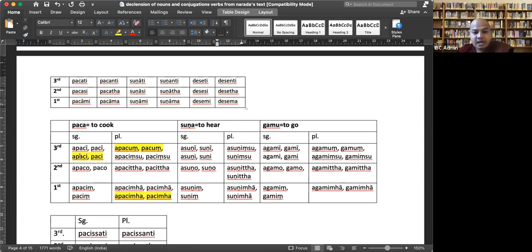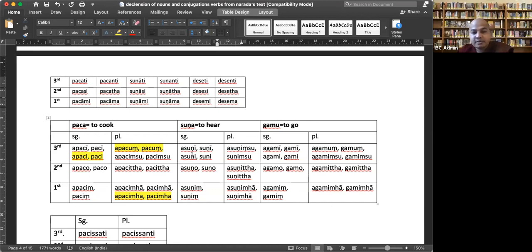Apachi, pachi, apachung, pachung, apachingsu, pachingsu. This is third person singular and plural. Then second person singular is apacho, pacho, plural apachitta, pachitta. First person singular, apaching, paching, plural apachimha, pachimha.